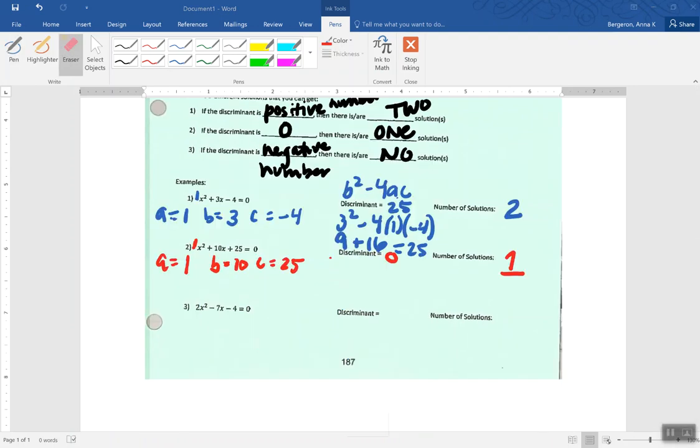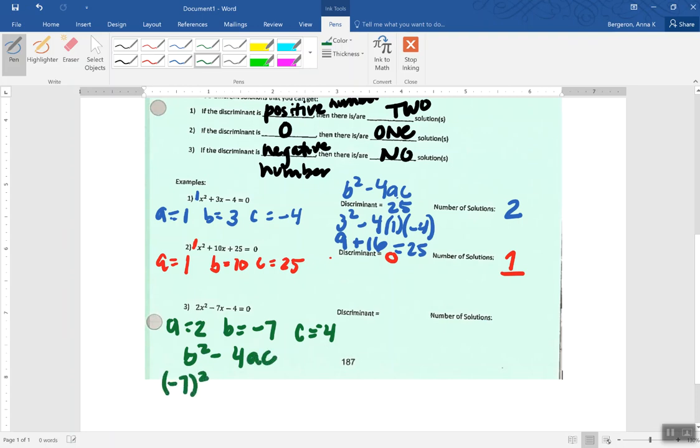All right, so looking at number 3, again, it's already in standard form, so we're ready to identify a, b, and c. In this case, a would be 2, b would be negative 7, and c would be negative 4. So then I'm going to plug those values into my b squared minus 4ac. That means b was negative 7, so I have negative 7 squared minus 4 times 2 times negative 4.